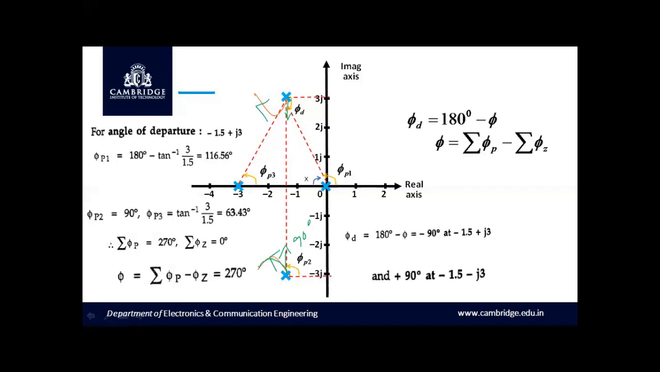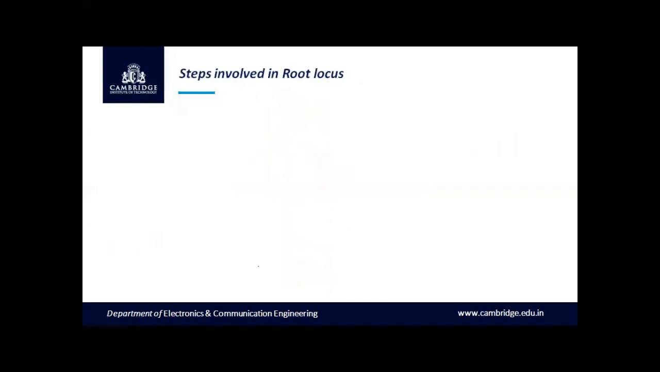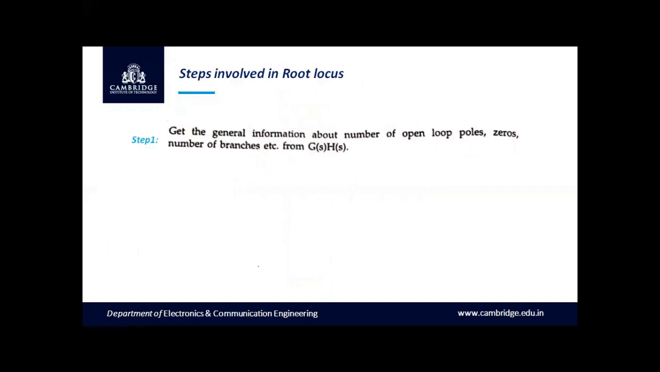Hope you have understood these concepts of the calculation related to angle of departure. Now, let us look into the steps involved in root locus. Step 1. Get the general information about the number of open loop poles, zeros, and number of branches from G(s)H(s). From the given data, we have to get general information like how many open loop poles we have, how many open loop zeros we have, and the total number of branches.